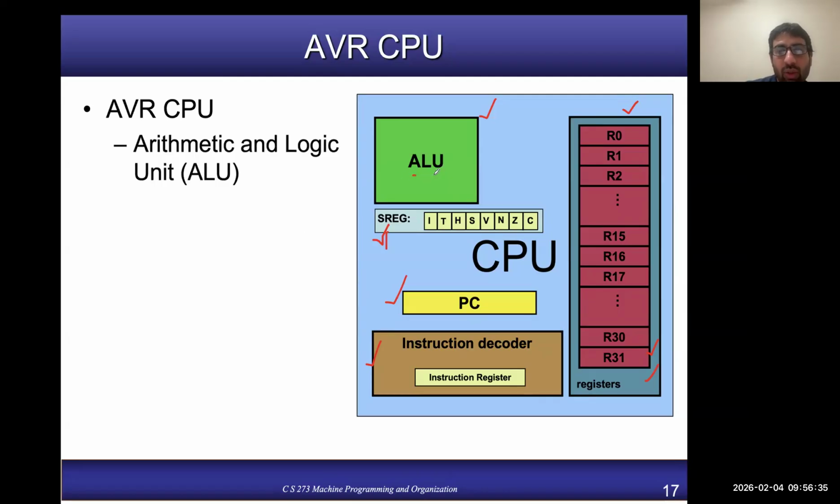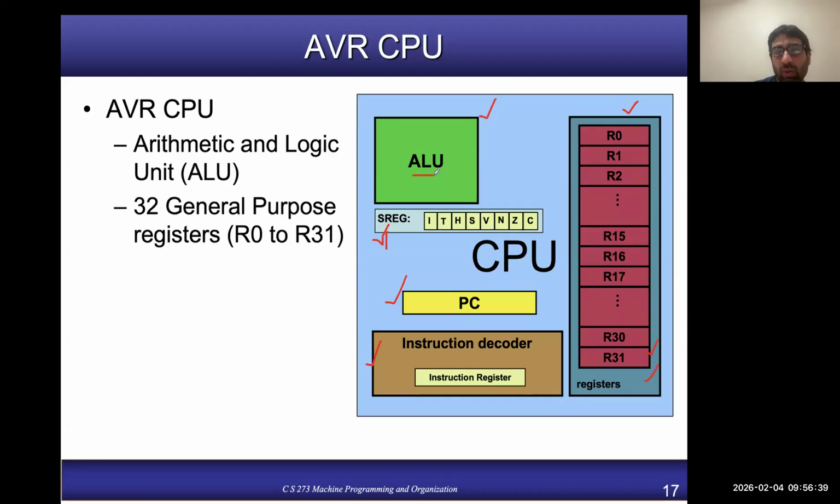The ALU, arithmetic logic unit, is responsible, as I said, for performing arithmetic and logical operations. Arithmetic, for example, addition, subtraction, multiplication, and logic operations, for example, AND, OR, exclusive OR, NAND, NOT operations, and all these kinds of logical operations.